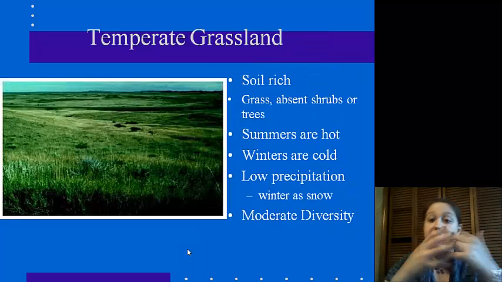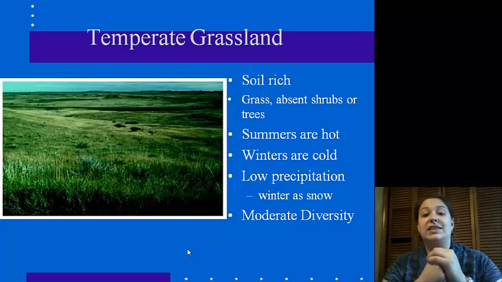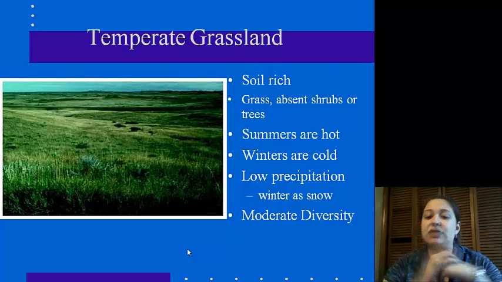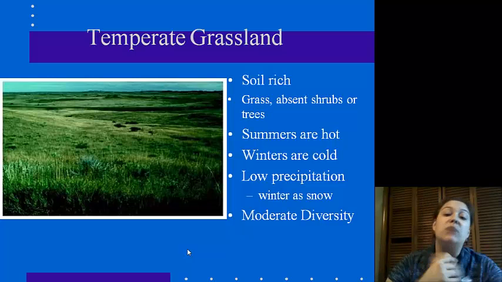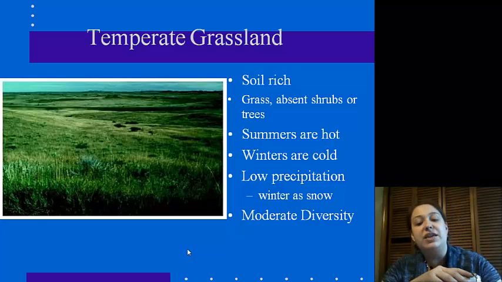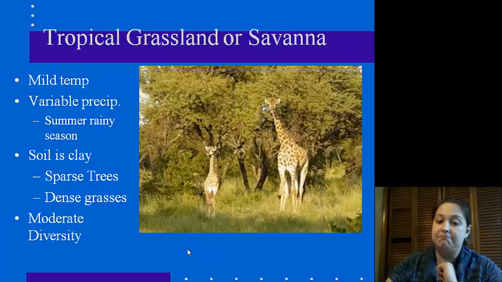Temperate grasslands. Well, they're going to have rich soil, so have lots of grass, but absence of shrubs and trees. Summers are long and hot, and they have cold winters and low precipitation with winter snow and moderate diversity.